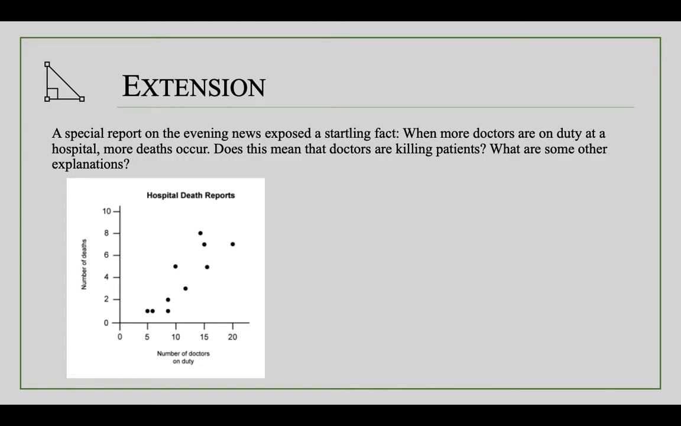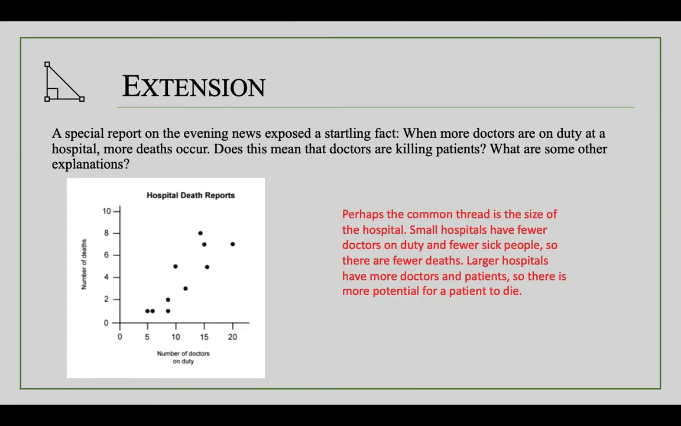There are a number of answers, but perhaps the most common thread is the size of the hospital. Small hospitals, right, have fewer doctors on duty, and if you have a smaller hospital, it's likely that you're in a smaller town, right? A smaller town would simply mean fewer sick people. Not per capita, that's what I meant to say. If it was taking into account the population, it's possible that it was the same. But because we're looking at just raw numbers, of course, a smaller town is going to have fewer people sick than a big hospital. Larger hospitals have more doctors and patients, so there's more of a potential for a patient to die.